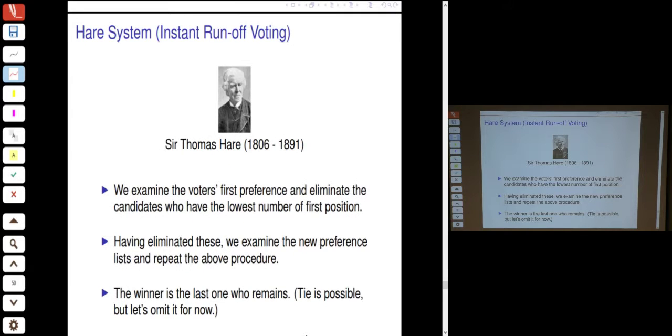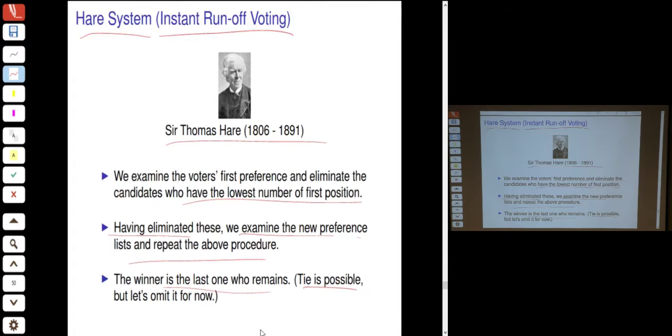So here is another method. This is the Hare system, or the instant runoff voting. This was developed by Sir Thomas Hare, who lived and worked in the 19th century. What we do in Hare's method is that we examine the voters' first preferences and eliminate the candidates who have the lowest number of first position votes. Having eliminated these, we examine the new preference lists and repeat the above procedure. And the winner is the last one who remains. I mean, a tie is possible, but let's omit it for now.